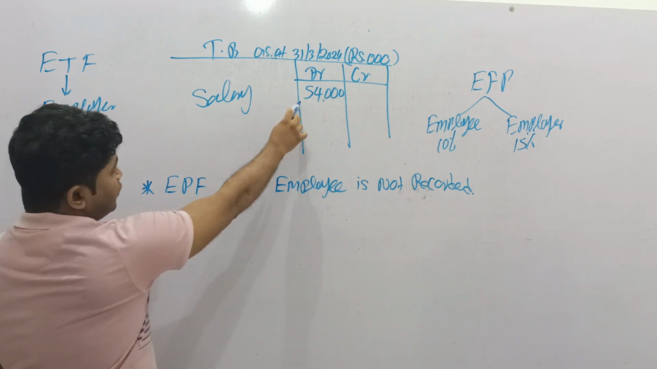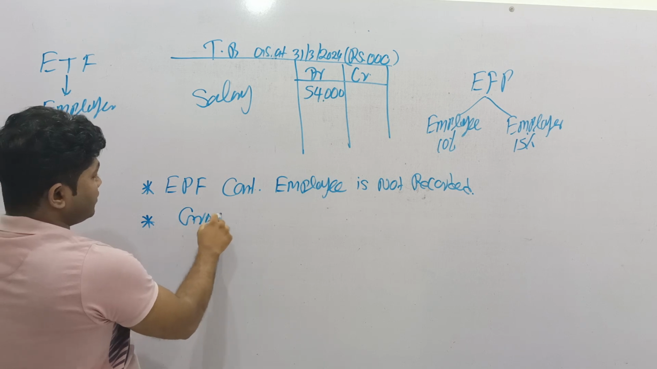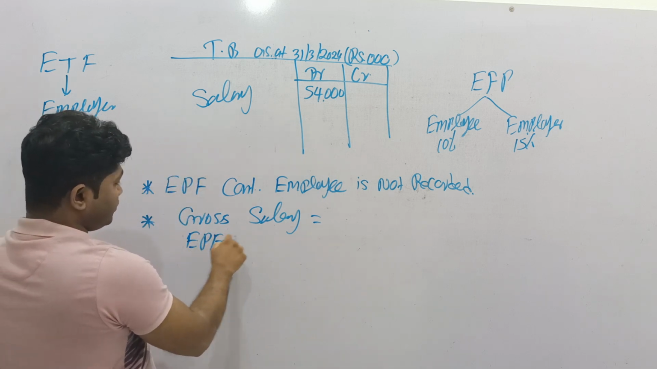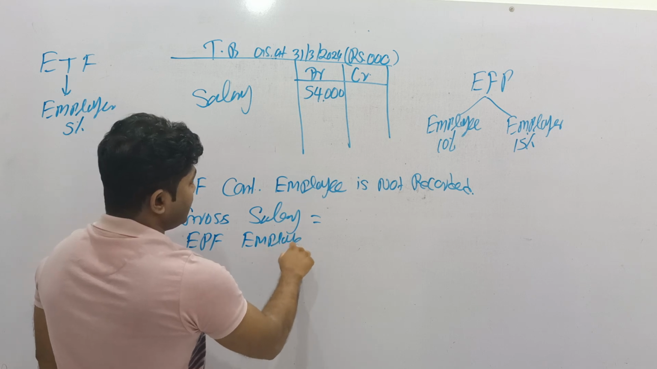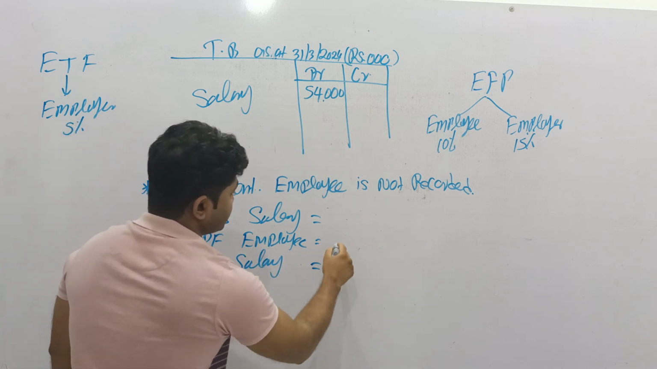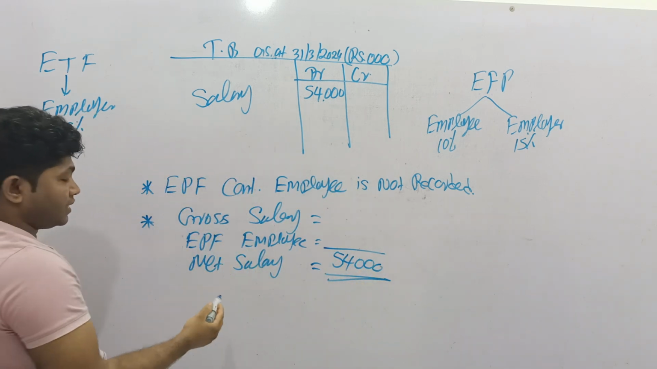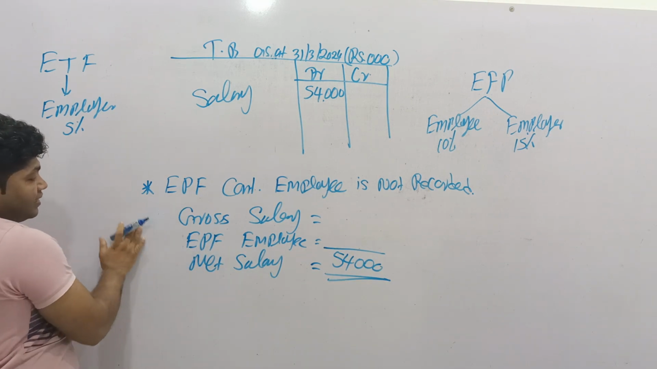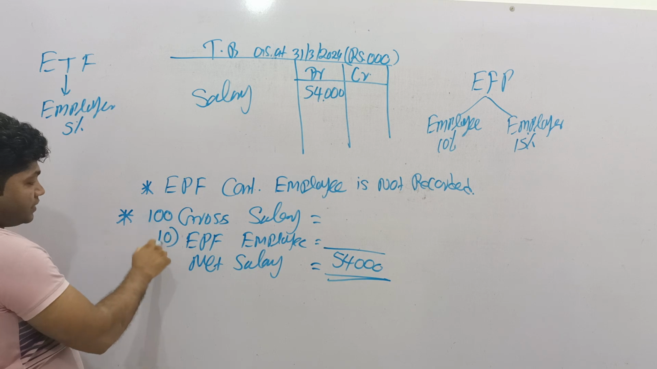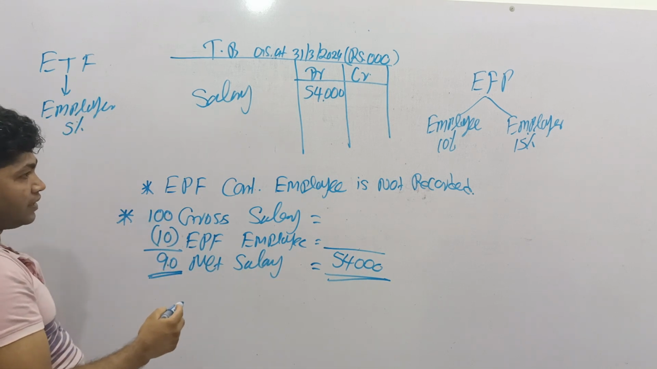When calculating net salary, from gross salary the EPF employee contribution of 10% is deducted, then what is left is the net salary. Here the net salary equals 54,000. How to calculate gross salary? When calculating net salary, only the employee contribution of 10% is deducted. It means if gross salary is 100, deduct 10%, therefore net salary equals 90. Therefore, this value divided by 90 into 100, gross salary can be calculated.